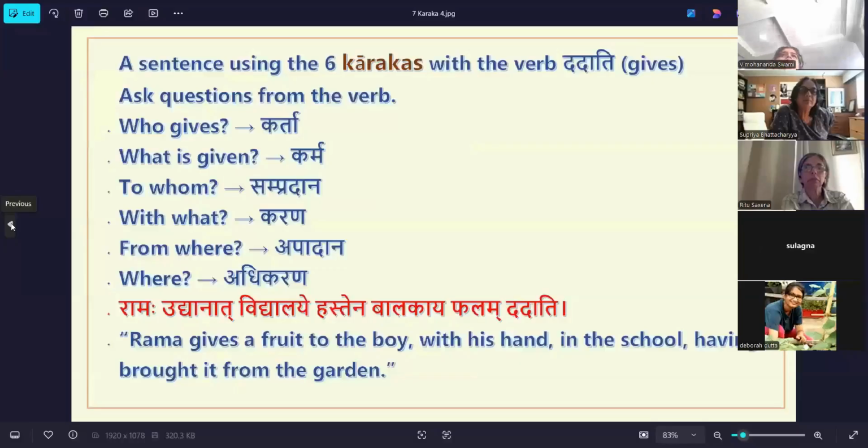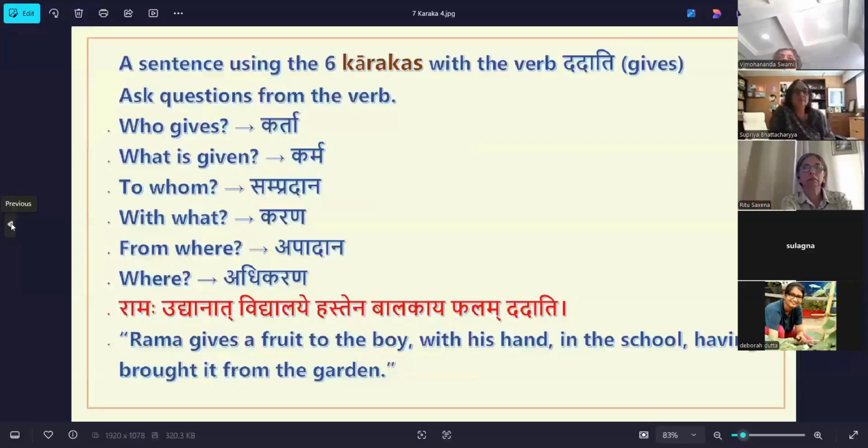So just to end the karaka discussion, one more slide: one sentence in which all the karakas are used. That will be very easy to understand. So, ask questions from the verb if you want to know which is the karaka. We have told karakas are related to verbs, is it not? So, if you want to determine which karaka and therefore which vibhakti, then you ask these questions from the verb.